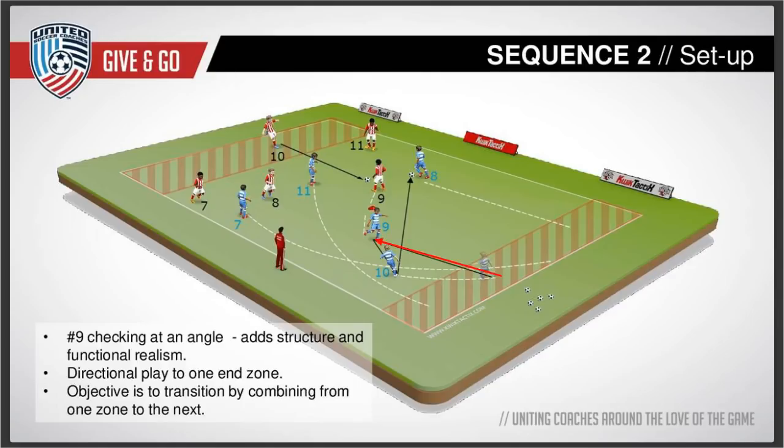The number 9 checked off at an angle to provide an option for the player on the ball. That pass is made into the number 9, who then plays a pass backwards to the support player, the 10, who then sprays the ball out to the opposite side, so switches the field to the right-hand side, where the number 8 is making a run down the right-hand side.